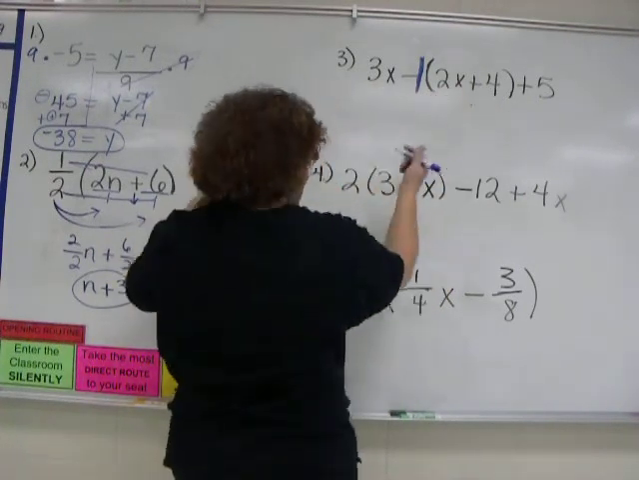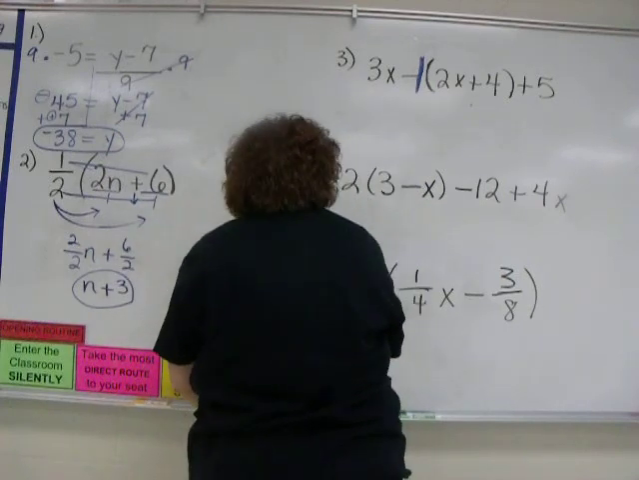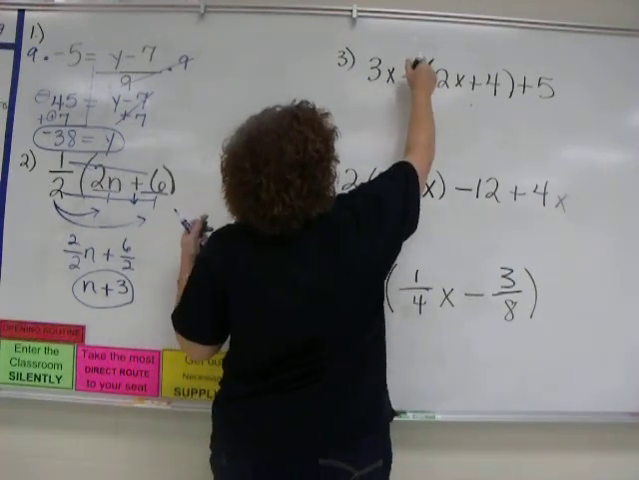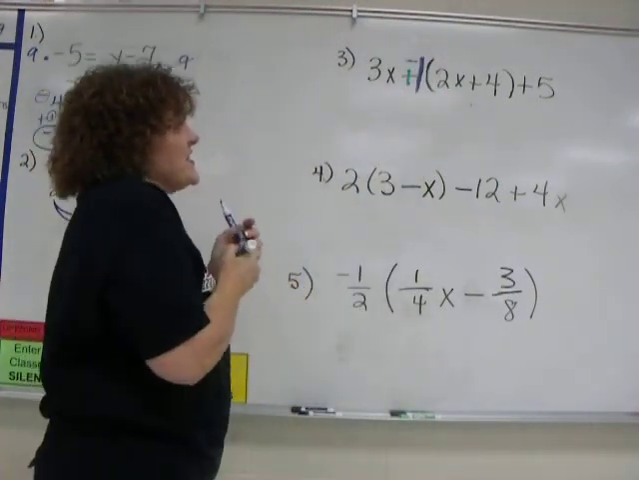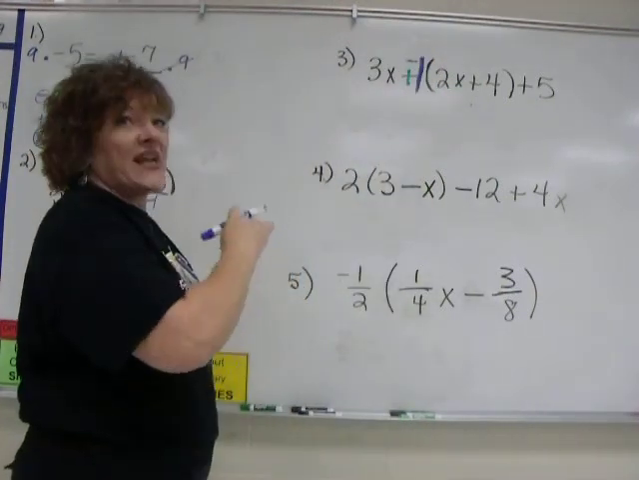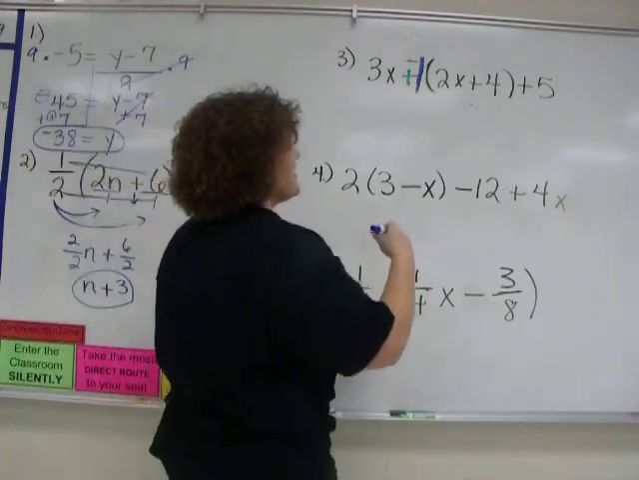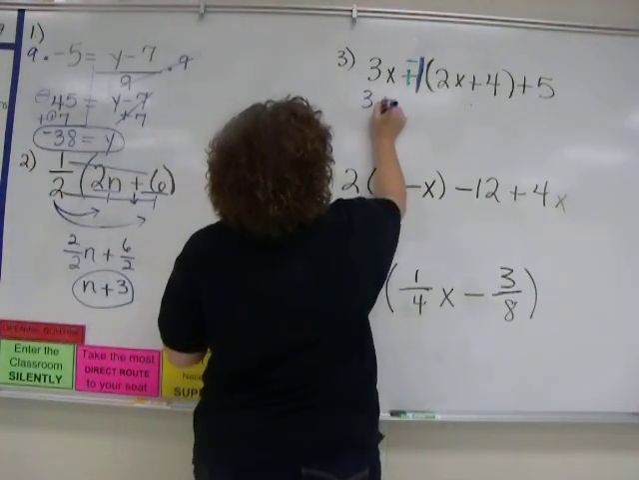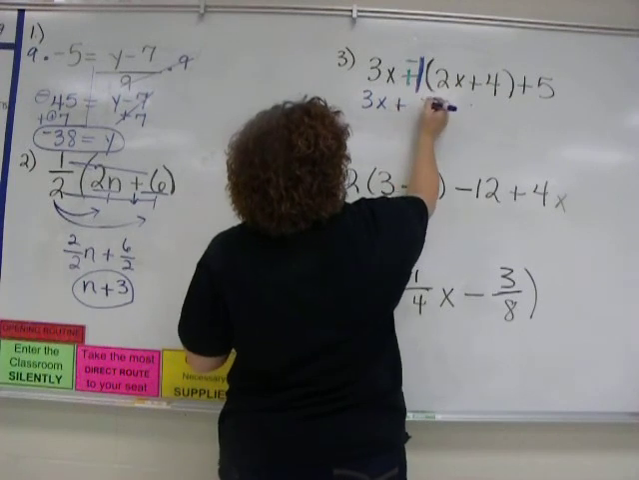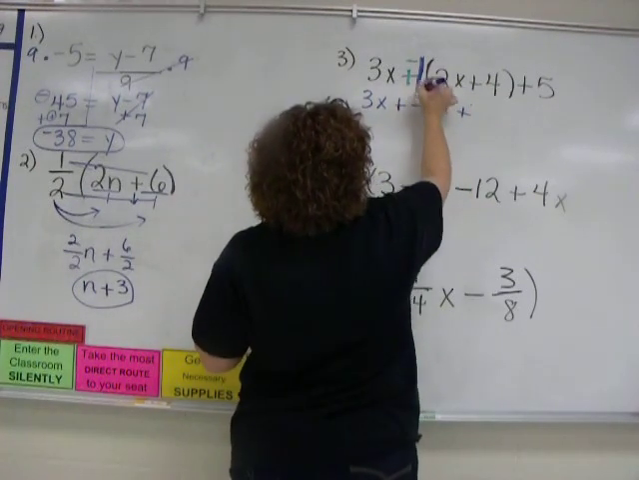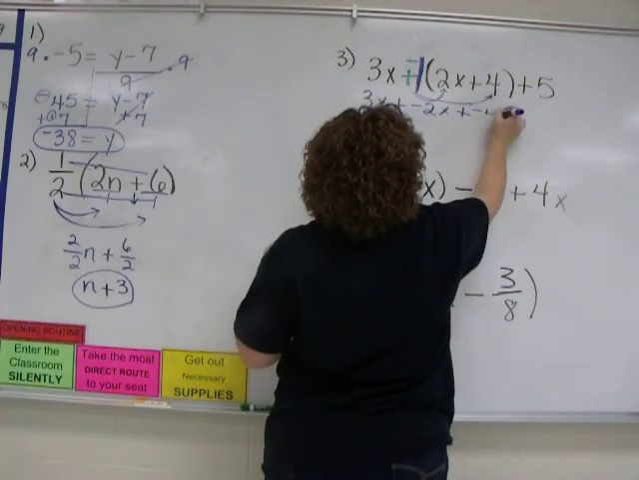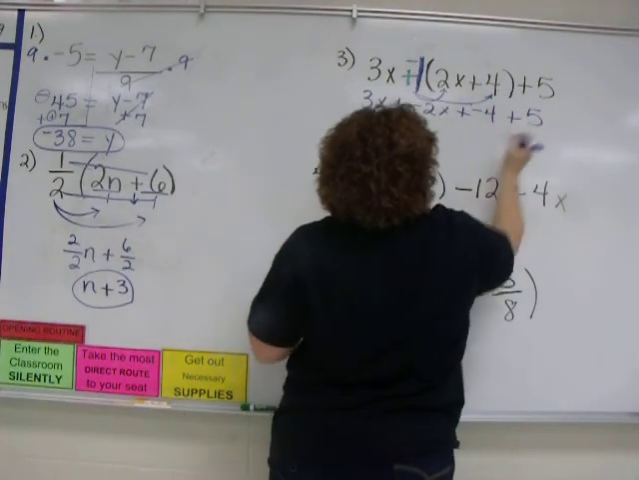And you're going to see that in just a second because we know that this is keep, change, change. And that's really distributing a -1 into that set of parentheses. So this 3x just dropped. -1 times 2 is -2x. -1 times 4 is -4. And then drop the 5.